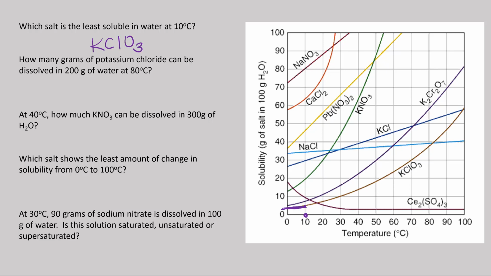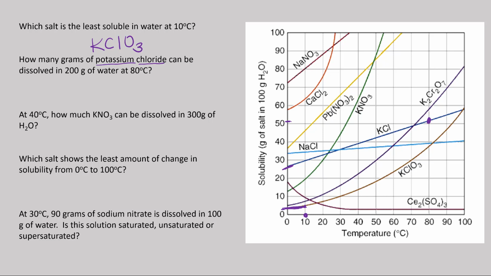All right, how many grams of potassium chloride can be dissolved in 200 grams of water at 80 degrees Celsius? So first I'm going to find my line for potassium chloride, which is this dark blue one. And at 80 degrees Celsius, I'm going to go up to that line and find out where it hits. And that is right here. And so that's going to be at about 52 or 53.